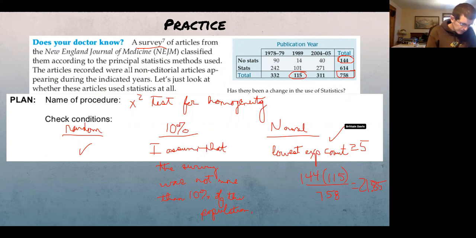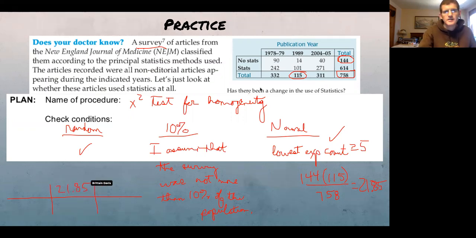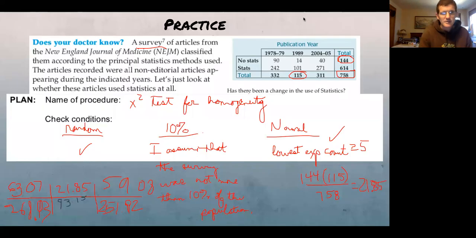All right, before we move on to the next part, we need to have this. So I'm going to go ahead and lay out all of the expected counts. I know this one is 21.85. I will leave this here and you can fill in these cells with expected counts. Good work. We got the table filled in. I will leave that table.